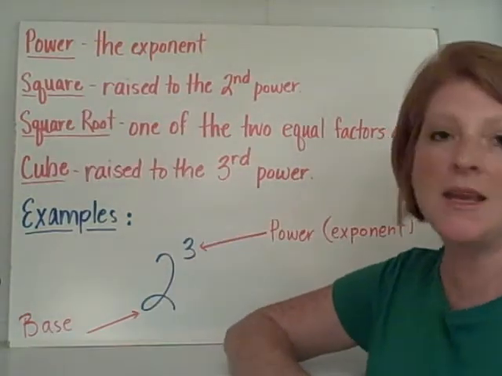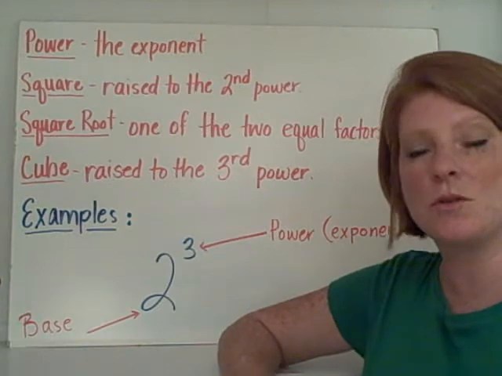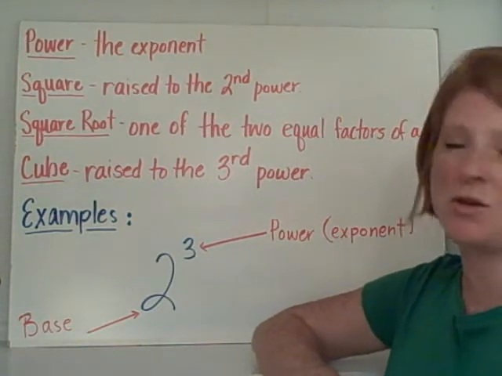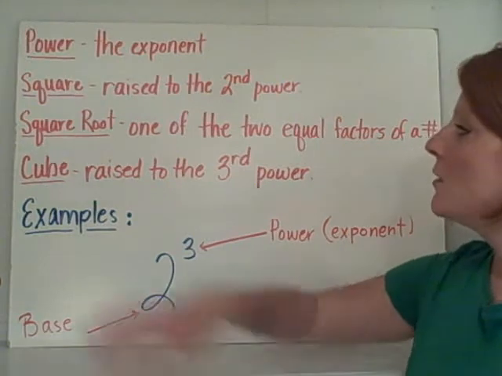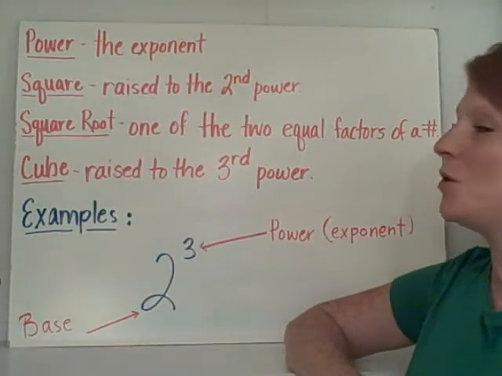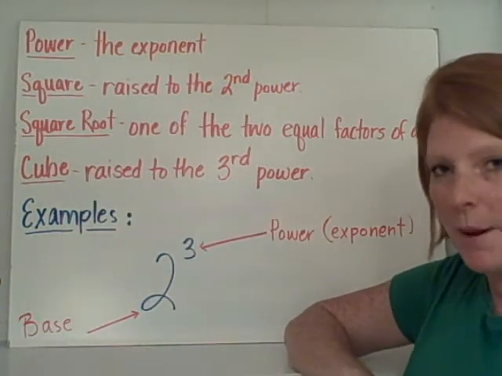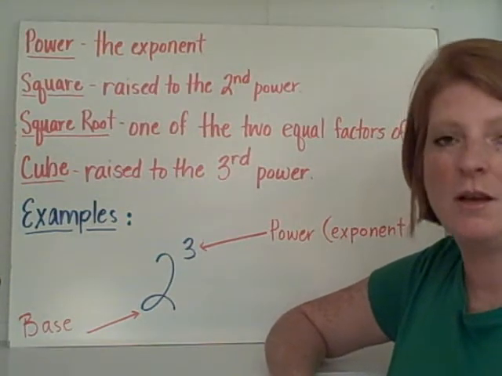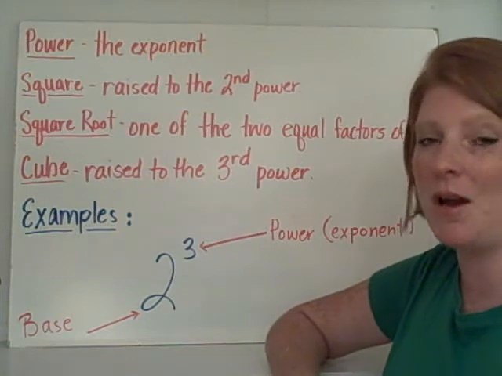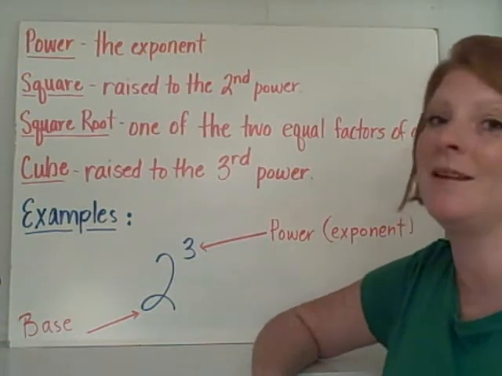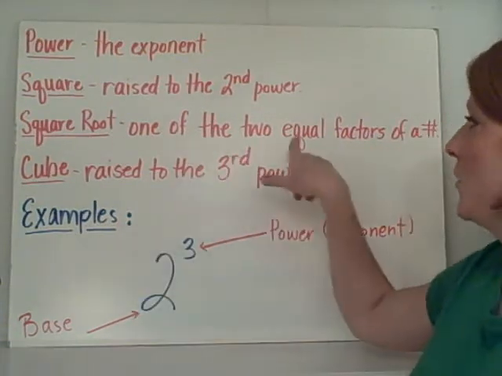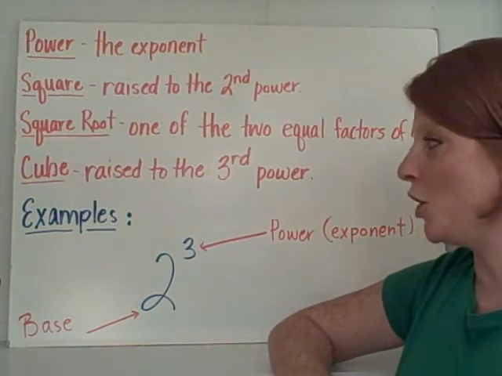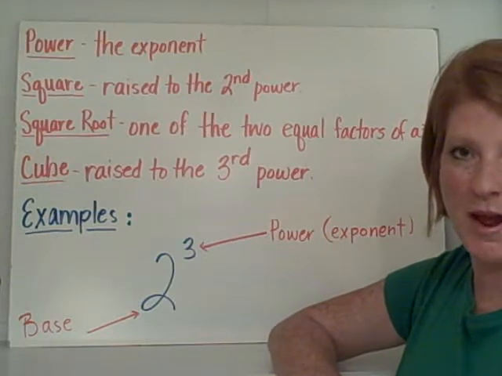Power is the exponent. It's another word that we use to represent the exponent. Square means raised to the second power. Square root is one of the two equal factors of a number. So if I said square root of 100, you would say it is 10 because 10 times 10 is 100. And those are the two equal factors of that particular number. Cube means raised to the third power.